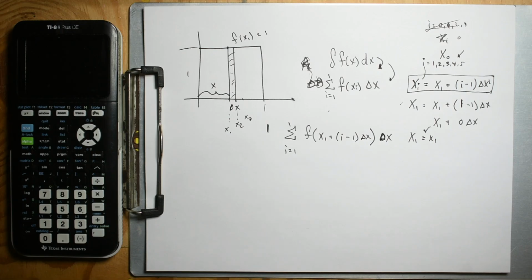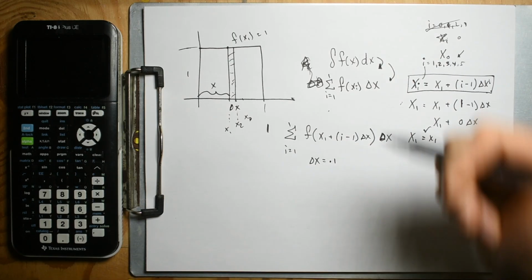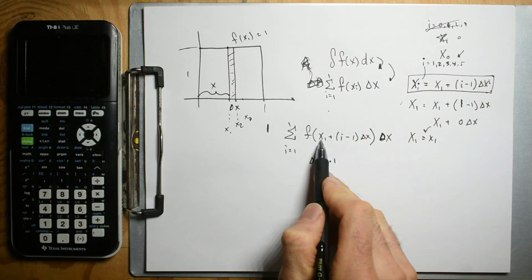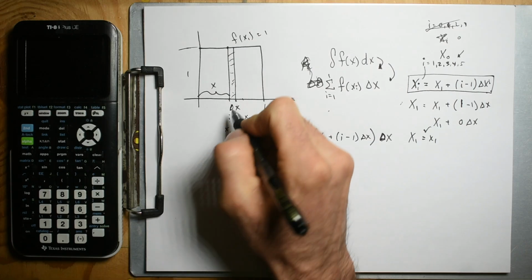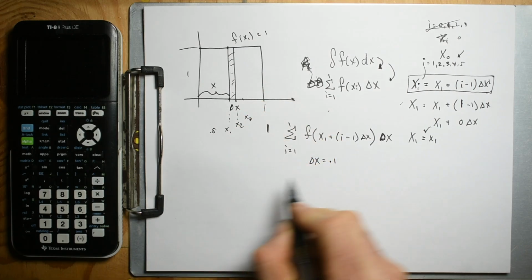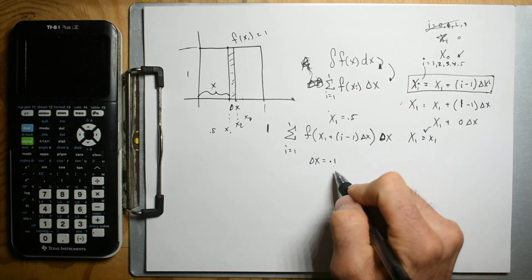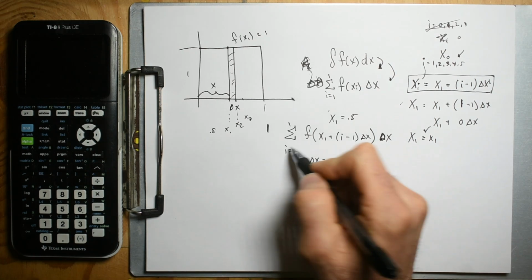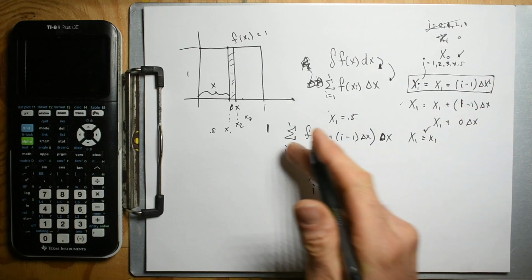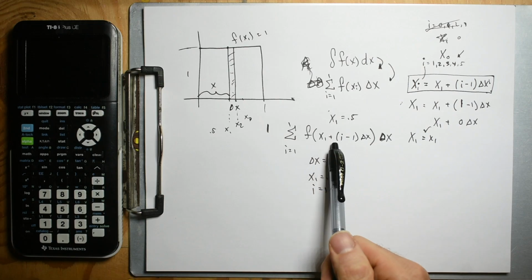Alright, sweet. And we know what delta x is, just an input number of 0.1. We know that. And we're going to choose x of 1 now. Let's just choose 0.5, right in the middle. Cool, so x of 1 is 0.5. And i is just going to be 1, because we're only going to sum one of the terms. And that's everything.